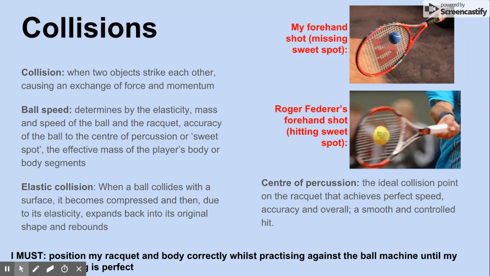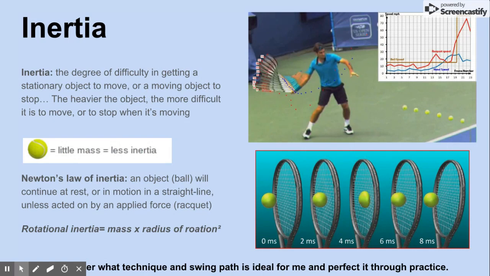Professional tennis players consistently hit the center of percussion, whereas I rarely do. I know this as the ball rebounds astray at non-linear speed and there is an intense vibration on the handle. To improve this, I'll position my racket and body correctly whilst practicing against the ball machine till my swing and timing is perfect. Inertia refers to the degree of difficulty in getting a stationary object to move or a moving object to stop. The heavier the object, the more difficult it is to move or stop when it's moving.